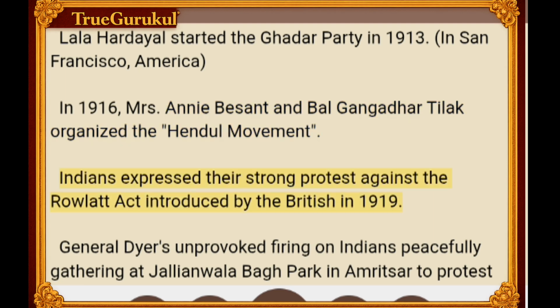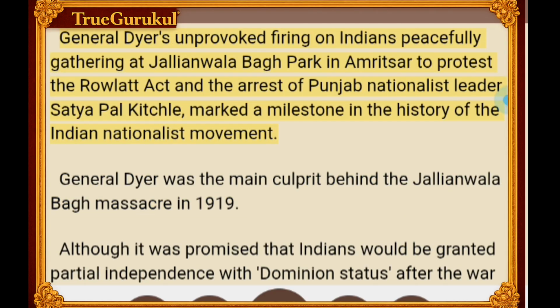Indians expressed their strong protest against the Rowlatt Act introduced by the British in 1919. General Dyer's unprovoked firing on Indians peacefully gathering at Jallianwala Bagh Park in Amritsar to protest the Rowlatt Act and the arrest of Punjab nationalist leader Satyapal Kitchlew marked a milestone in the history of the Indian nationalist movement. General Dyer was the main culprit behind the Jallianwala Bagh massacre in 1919.